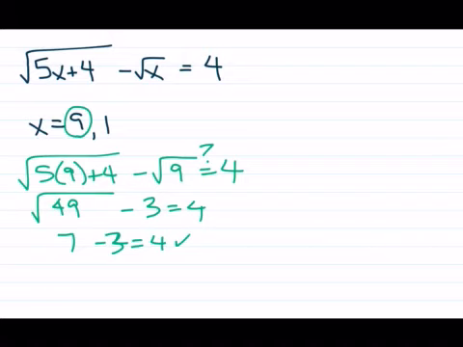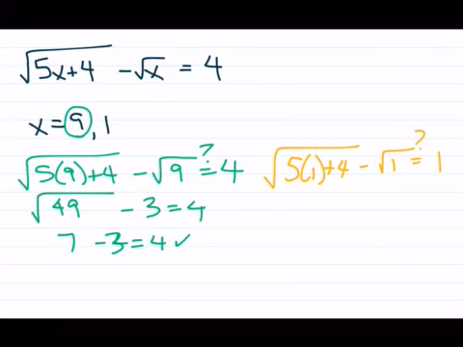Now we need to check 1. So we'll go ahead and go over here, and we'll do 5 times 1, and see if that comes out to be 4. 5 times 1 is 5. 5 plus 4 is 9. Square root of 1 is 1. And the square root of 9 is 3. Is 3 minus 1 equal to 4? No, it's not. So this one is extraneous.